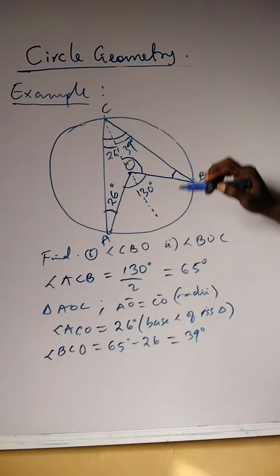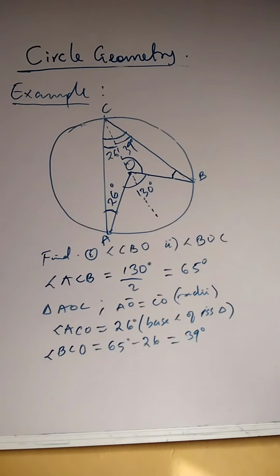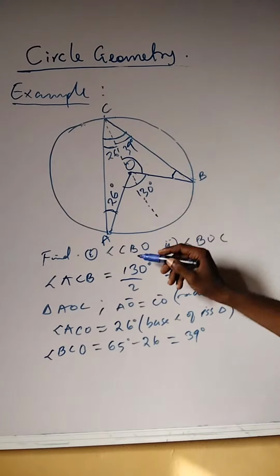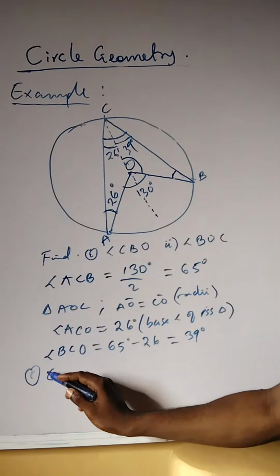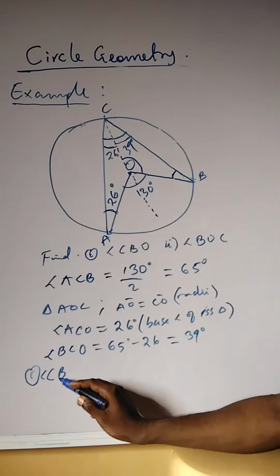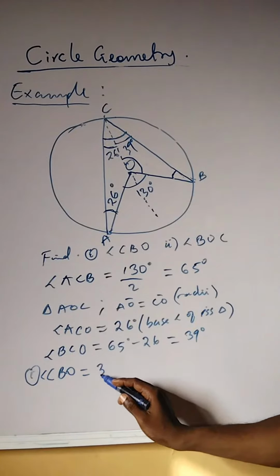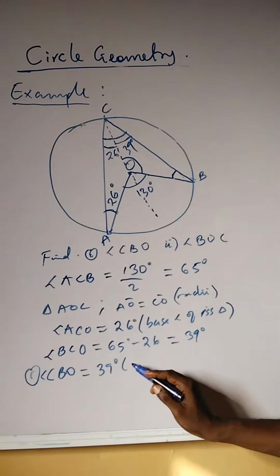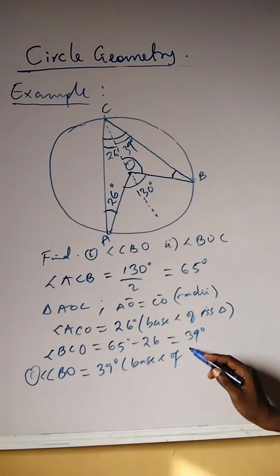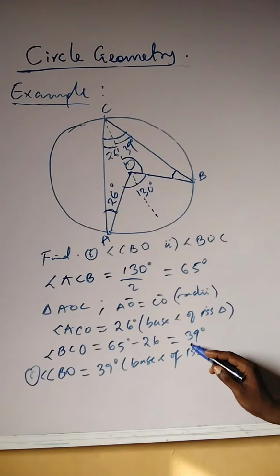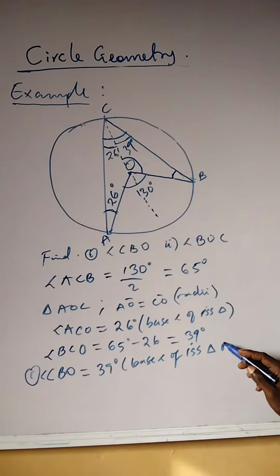Now, we got this angle to be 39 degrees. We can equally get this angle. Similarly, that is a base angle of an isosceles triangle, which means this angle we are finding, which is CBO, is also equal to 39 degrees. You put the reason: base angle of isosceles triangle BOC.